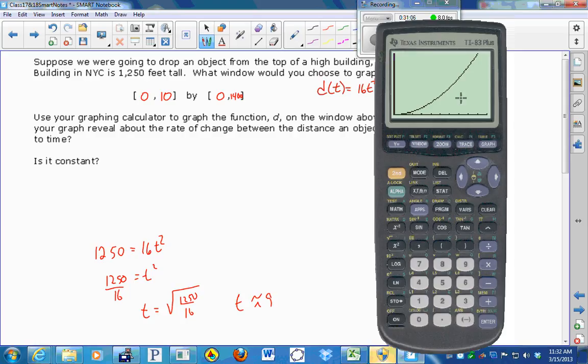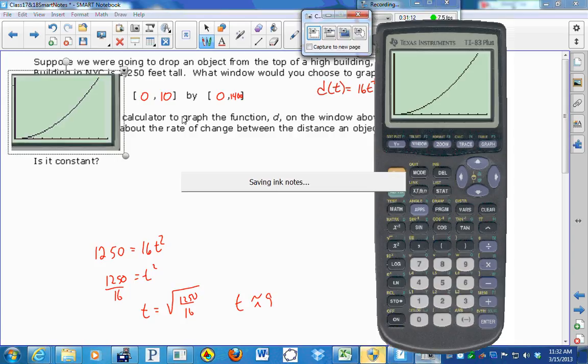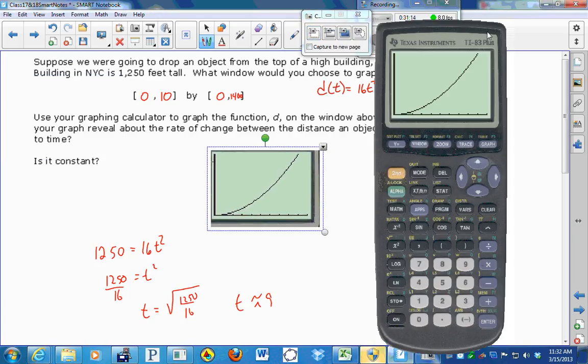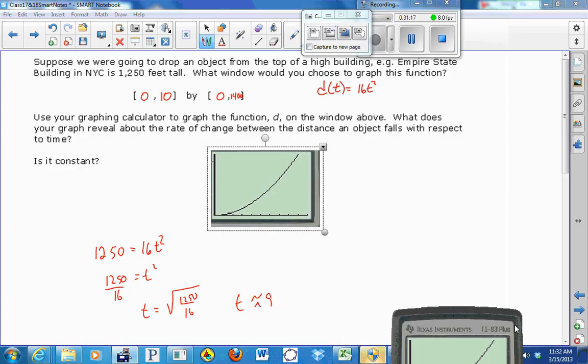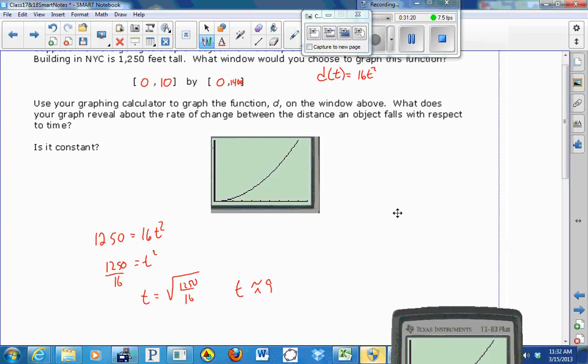Let's capture this. So this represents the distance you're falling with respect to time. Here's the graph. So we have t along this axis and the distance with respect to t along that axis. So what does it reveal about the rate of change between the distance an object falls with respect to time? In other words, I gave you a little hint. Is it constant? Is the distance it falls over any particular time period constant?